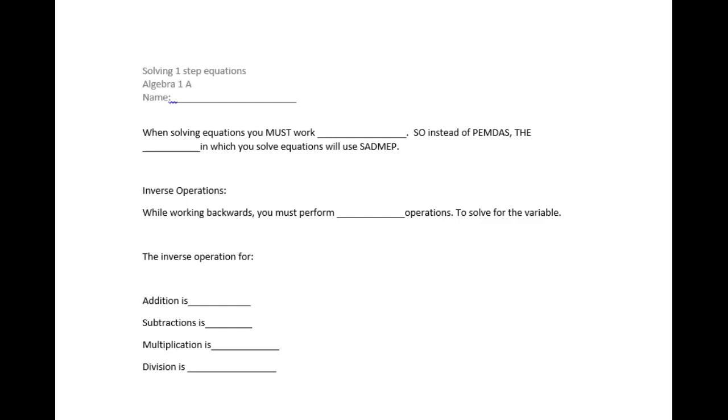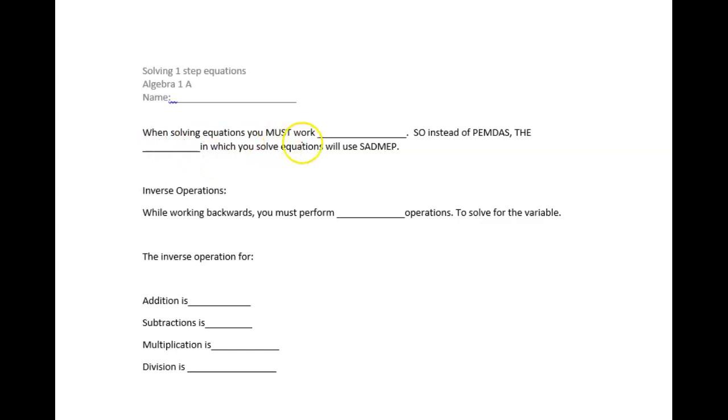Hey guys, we're going to talk about 1 and 2 step equations. We talked about translating equations. Now let's talk about solving 1 and 2 step equations. So there's a couple things we need to know before we solve 1 and 2 step equations.